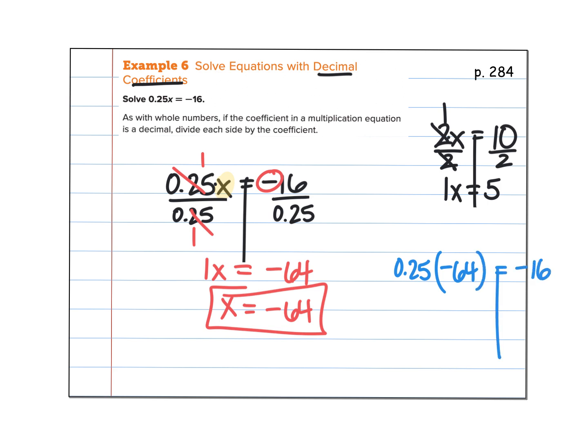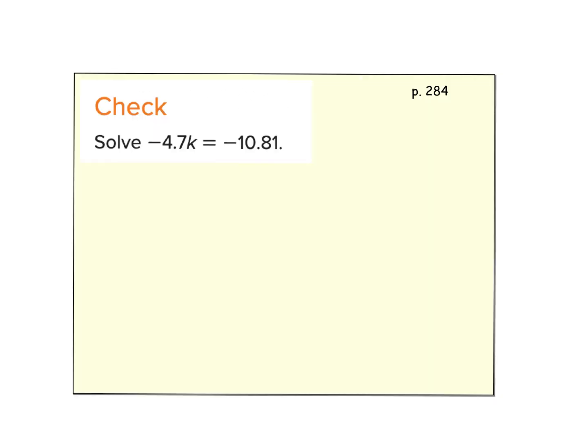Now you guys have a calculator. So I'm just going to type in 64 times 0.25. And guess what? It's 16 and negative. And that's what the other side says. So I did it correctly. All right, why don't you guys pause the video and try the check on page 284 and see what you get.